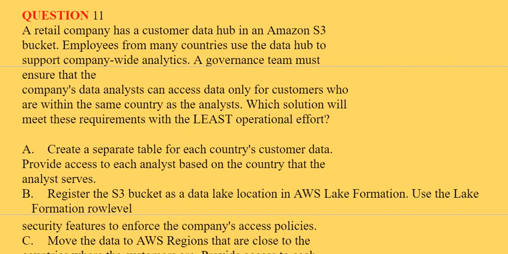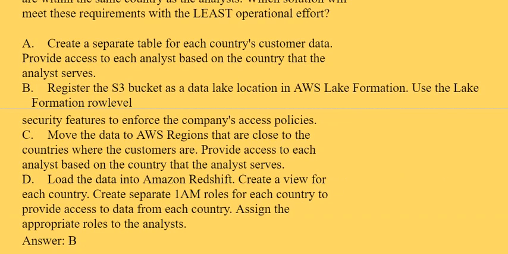Option A. Create a separate table for each country's customer data. Provide access to each analyst based on the country that the analyst serves. Option B. Register the S3 bucket as a data lake location in AWS Lake Formation. Use the Lake Formation row level security features to enforce the company's access policies. Option C. Move the data to AWS Regions that are close to the countries where the customers are. Provide access to each analyst based on the country that the analyst serves.